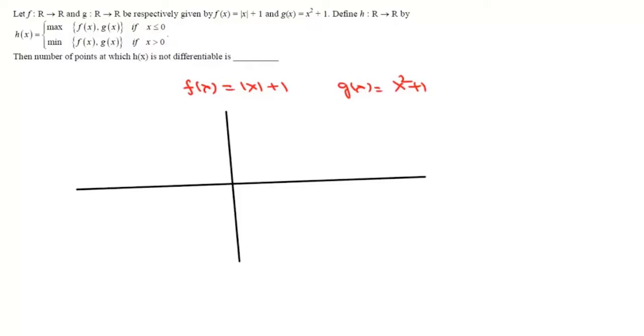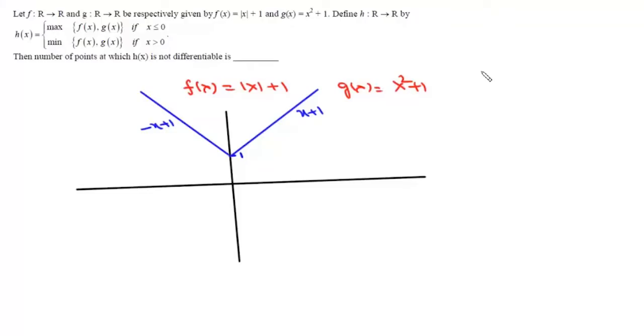Now f(x) is |x| + 1. That means we have to take the graph of |x| and shift it 1 unit along the y-axis. So we'll take the graph of |x| and we'll shift it 1 unit along the y-axis. So that's the graph of y equals |x| + 1. Now this branch is x + 1 and this is -x + 1. And then we'll draw the graph of g(x) equals x² + 1.